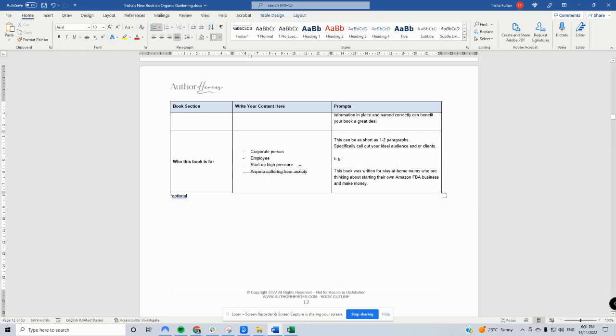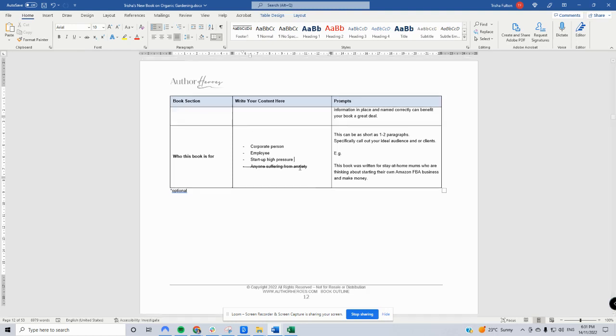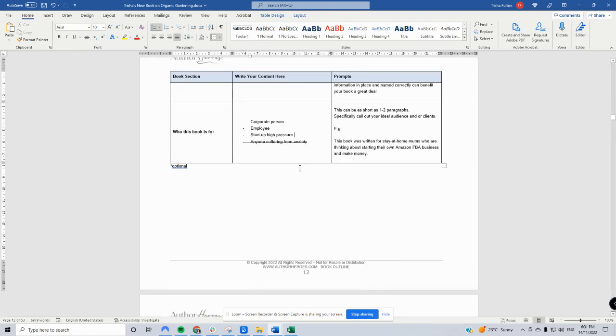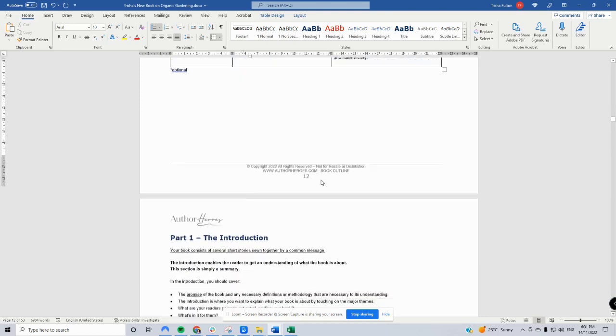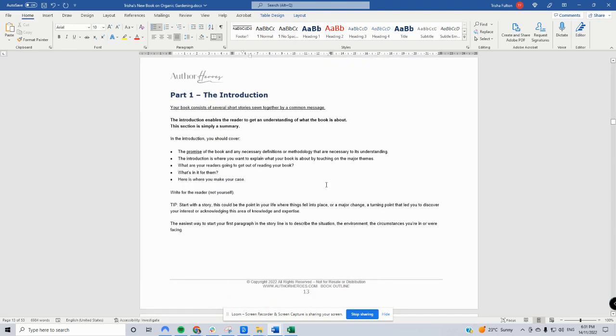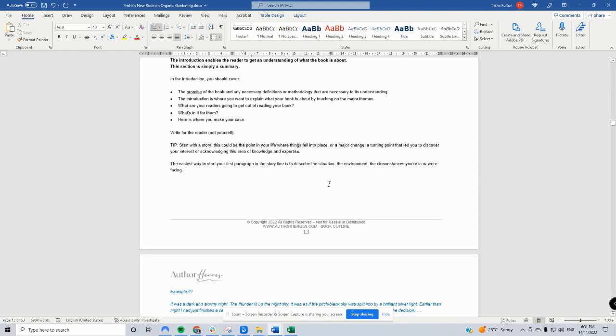You could write anxiety for new mothers. That would be a very good book. But this is anxiety in the workplace. Okay, so you just write your ideas down here. We come together. The introduction gives the reader an understanding of what the book is about, and this section is simply a summary. It's the promise of the book. It's what you're about to explain in the book.